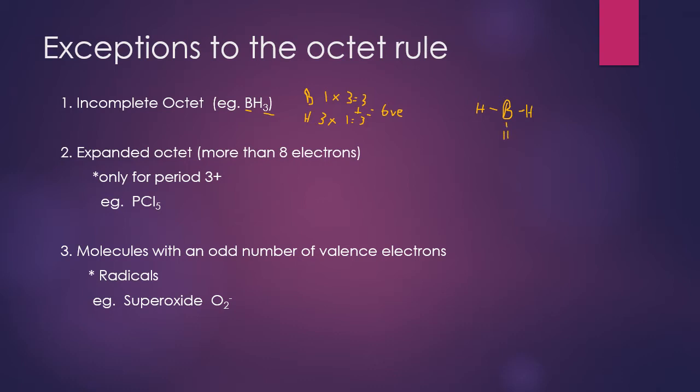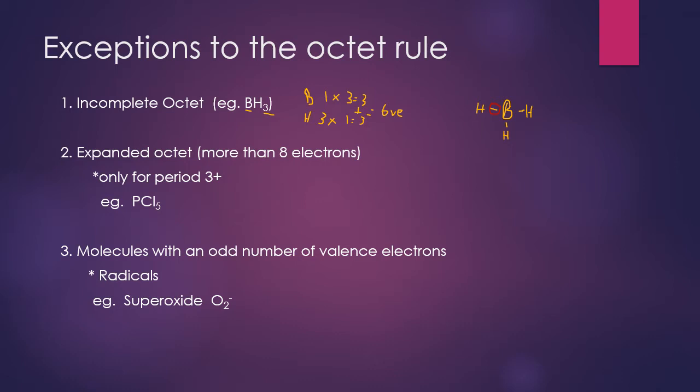Okay, my next step is to make the terminal atoms happy first. Well, we said hydrogen only wants 2 electrons, and this single bond here represents 2 electrons. So the hydrogens are happy with just that single bond. So I don't need to add anything else to them. So no extra electrons added to them. They're happy.